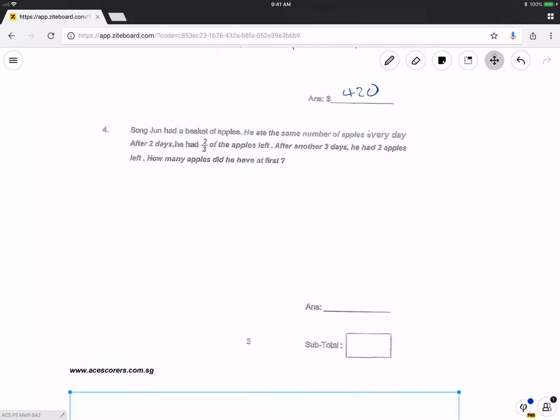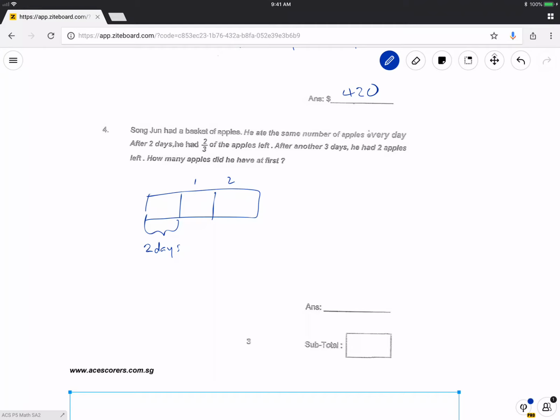Songjun had a basket of apples. Same number of apples eaten every day. After 2 days, he had 2/3 of the apples left. This is like a remainder concept actually. After 2 days, he had 2/3 of the apples left, which is shown over here. 2 boxes, so 1 box, 2 boxes.